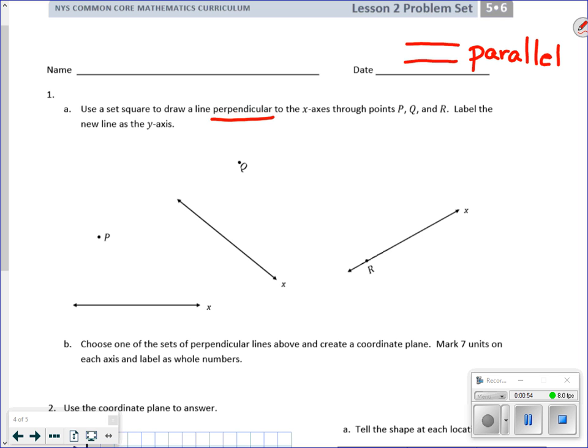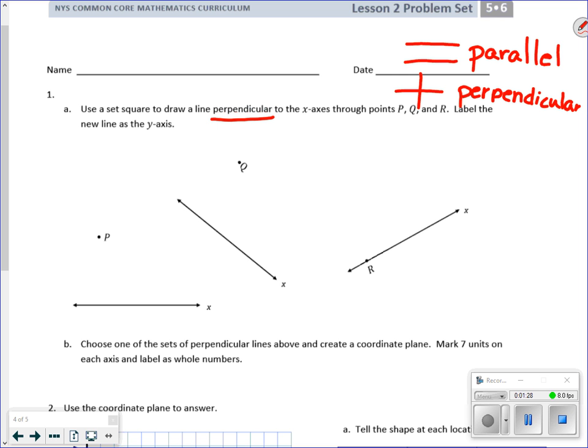So perpendicular is when I have two lines that intersect. Two lines that intersect. So use a set square to draw a line perpendicular to the x-axis through points P, Q, and R. Label the new line as the x-axis.